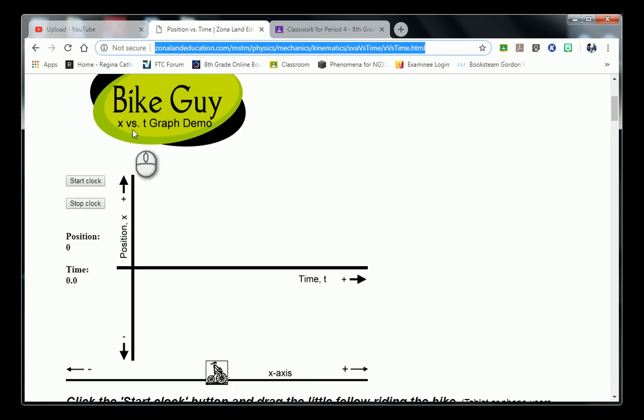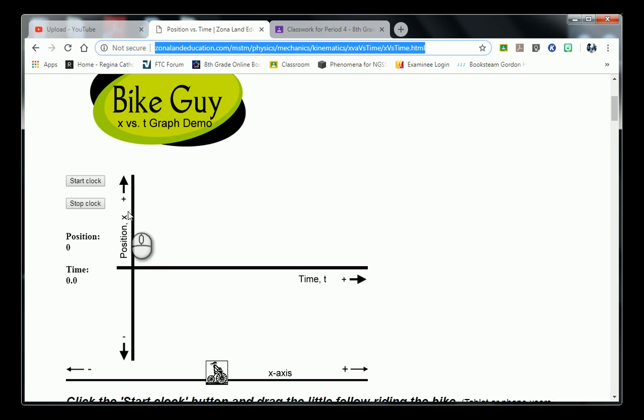As you can see up here, it says Bike Guy, X versus T graph demo. What that basically means is X is our distance and T is our time. And as we see here, there's a little graph down below that shows your X axis, and T is listed as time. And position is on our Y axis, and it is listed as X.